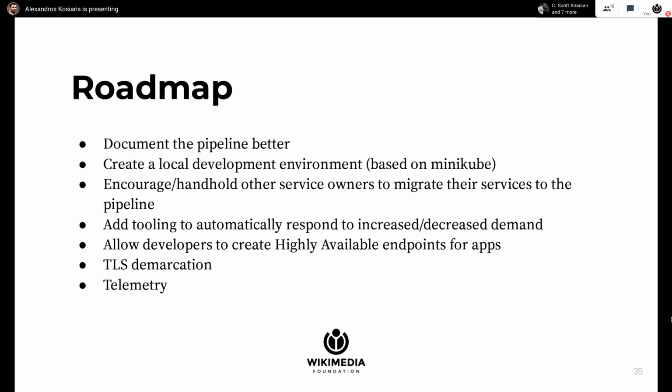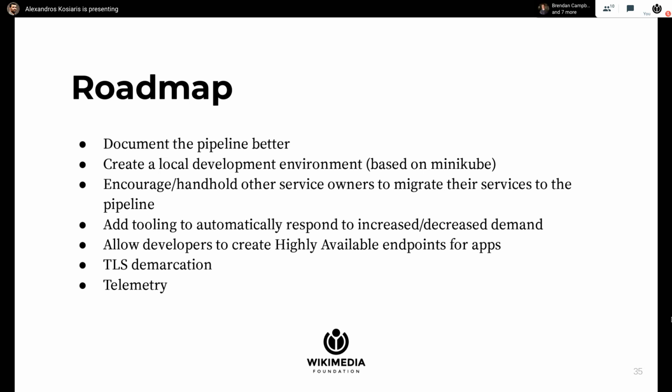We need to add tooling to automatically respond to increased and decreased demand. That is, be able to automatically spawn more instances of whatever app is running in order to increase capacity, and do the inverse when increased demand recedes, so as to get back the capacity from the service. We also need to be able to create highly available endpoints for the apps, for the various developers, in order to be able to route their applications more easily and with less SRE intervention. That's something that we need to work more on.